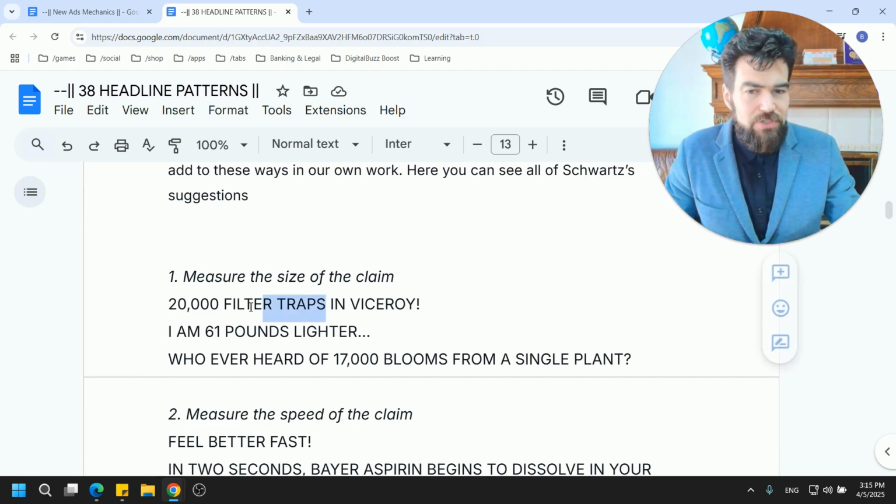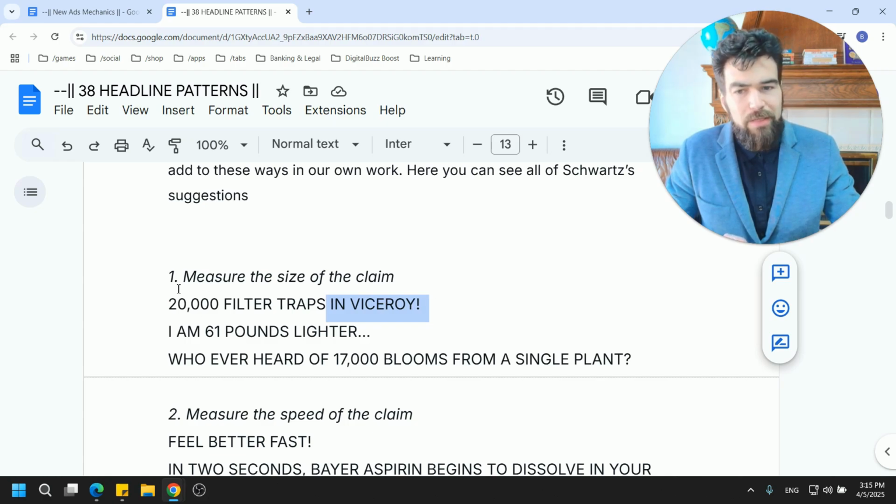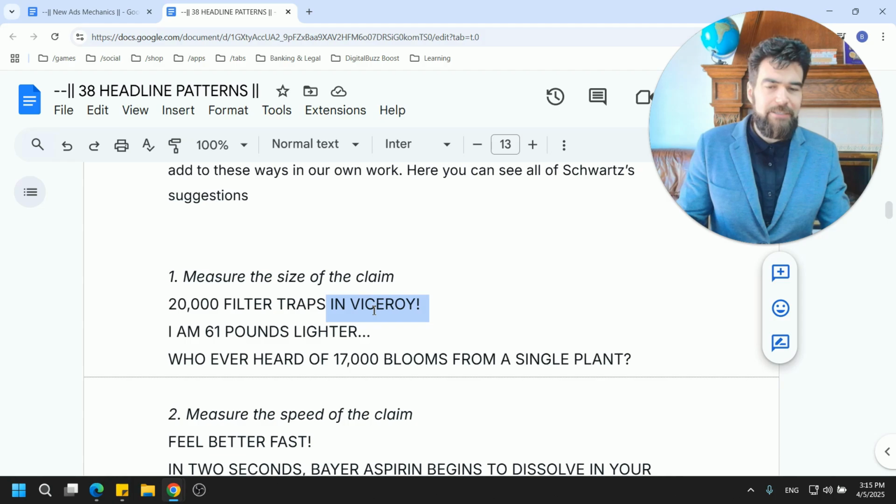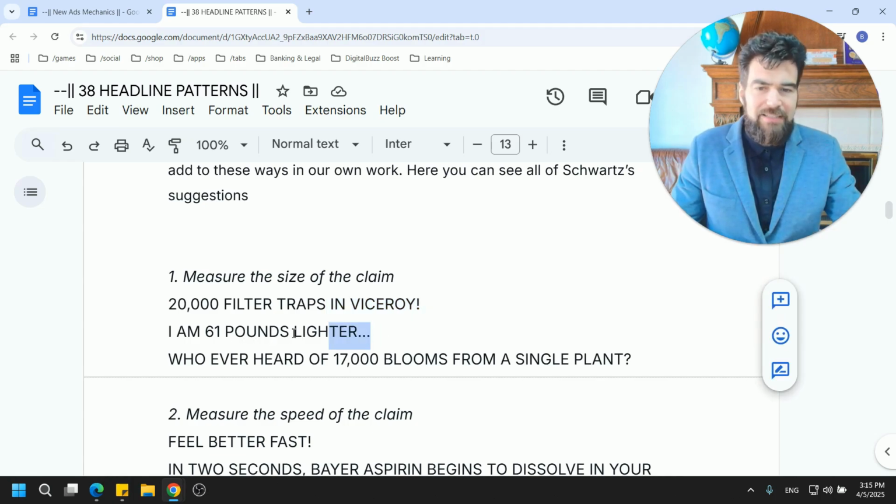Because it doesn't just talk about Viceroy now with filter traps. It talks about Viceroy now with 20,000 filter traps, which makes it sophistication stage 4. So that just gives you an idea. Let's analyze the next headline.